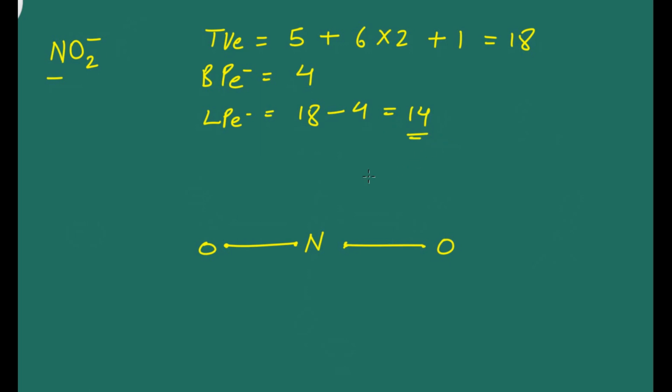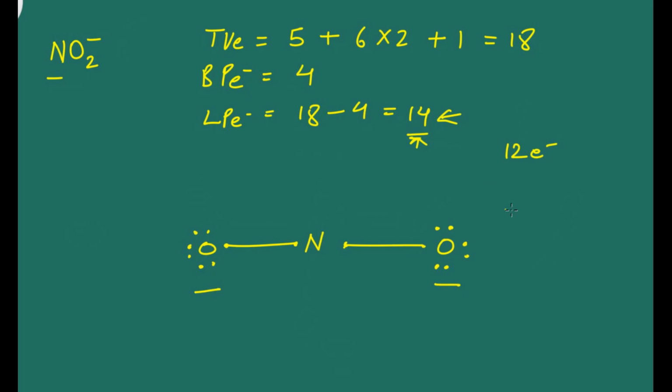Now start filling these electrons from the corner atom and complete their octet. Right? So let's start. 1, 2, 3, 4, 5, 6, 7, 8 are in the bond. Again 1, 2, 3, 4, 5, 6, 7, 8 are in the bond. Now calculate the total number of lone pairs that we have already filled. 6 from this oxygen and 6 from this oxygen. So we have used 12 electrons out of 14.